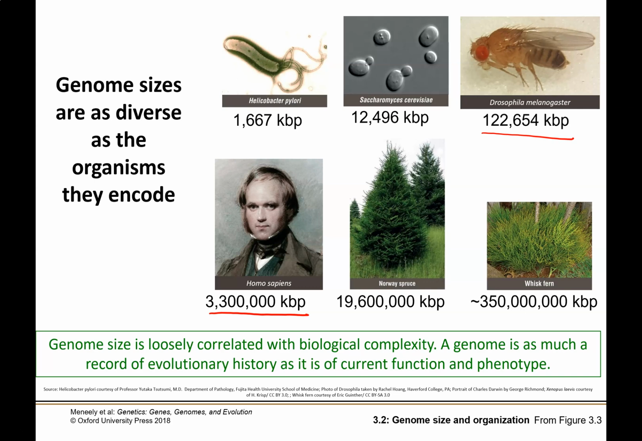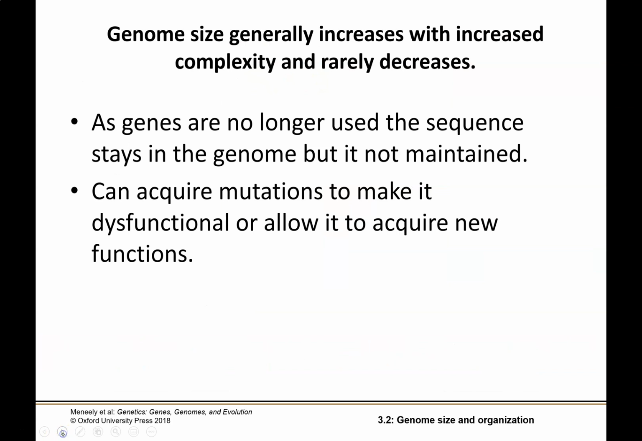Now, the genome contains information from the evolutionary history of that organism and the current function and phenotypes of that organism. So it's a record as much as it is an instruction manual. So you can look at changes over time. You can trace changes in a genome over time, and often those changes are related to the complexity of the organism. So genomes increase as complexity of the organism increases, but genomes rarely decrease.